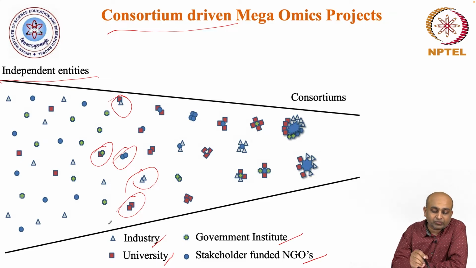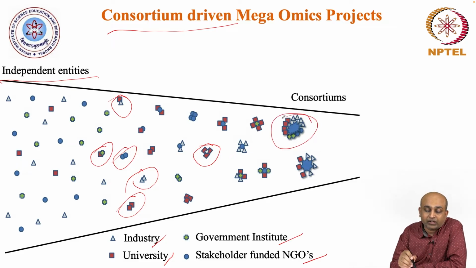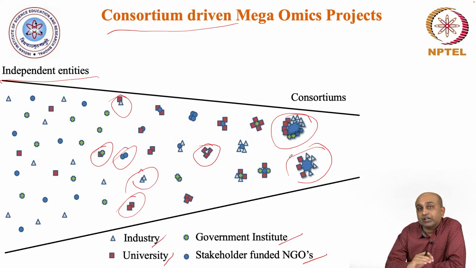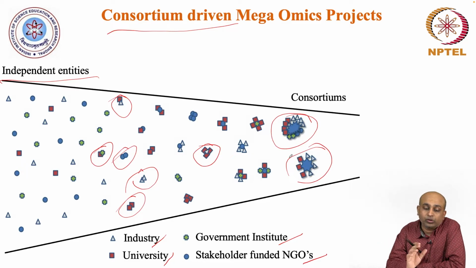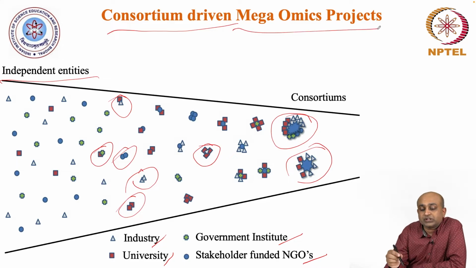And of course you can have slightly bigger consortia where there are more than two entities, maybe 5, 6 entities. And of course you have these kind of mega consortia where there can be multiple entities from very different backgrounds. There can be many players from industry, there can be many universities involved, there can be a lot of NGOs involved. So these kind of mega consortia also are possible. And these kind of consortia can tackle very large problems which maybe these individual entities could not have done on their own. So when we talk about mega omics projects, these are in most cases driven by these kind of large consortia.